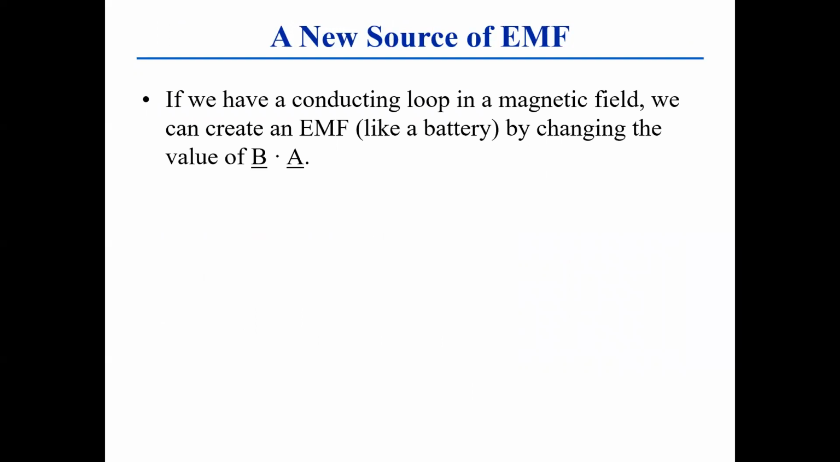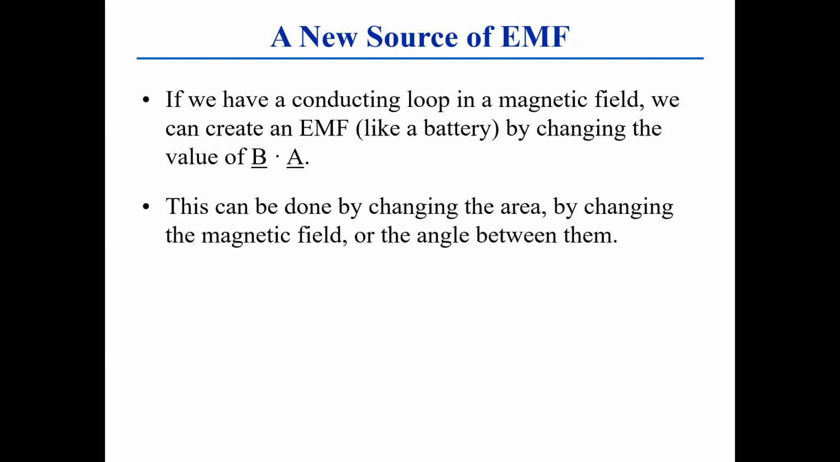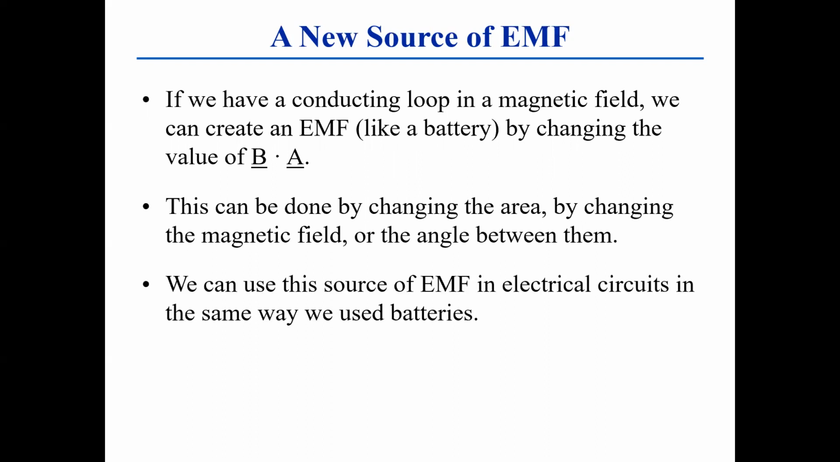If we have a conducting loop in a magnetic field, we can create an EMF like a battery by changing the value of B dot A, which is the flux. This can be done by changing the area, changing the magnetic field, or the angle between them. We can use this source of EMF in an electrical circuit in the same way we used batteries.